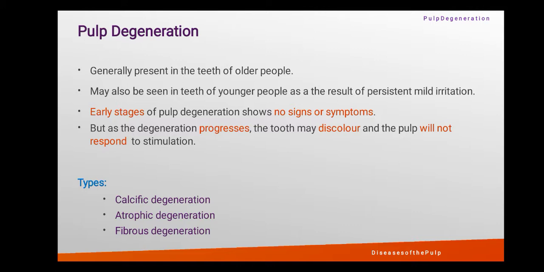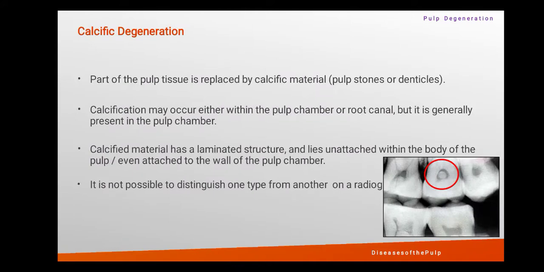Now the early stages of pulp degeneration show no signs or symptoms, but as the degeneration progresses, the tooth may become discolored and the pulp will not respond to stimulation. It is of three types: calcific, atrophic, and fibrous degeneration. In calcific degeneration, part of the pulp is replaced by calcific material that is called pulp stones or denticles. Calcification may occur either within the pulp chamber or root canal, but it is generally present in the pulp chamber. Here you can see in the radiograph also, there is a red circle inside the pulp chamber. You can see a radiopaque rounded mass that is called pulp stone or calcific degeneration.